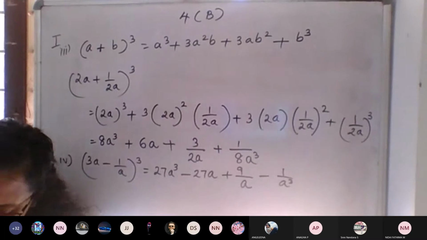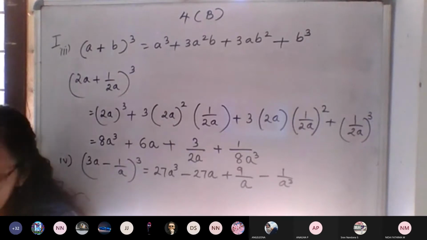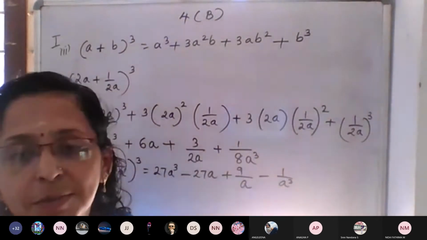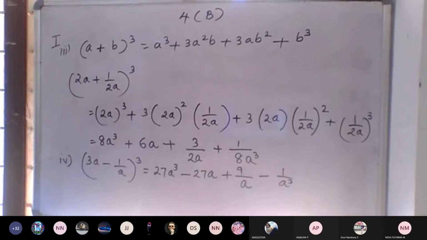a square plus 1 by a square is equal to 47 and a not equal to 0. Find a plus 1 by a and a cube plus 1 by a cube. So what we have, from that only we can develop something. We have a square plus 1 by a square given as 47. We have to find out a plus 1 by a. What we will do?